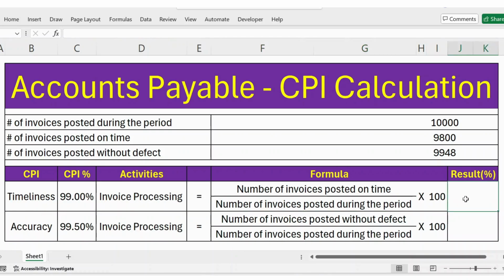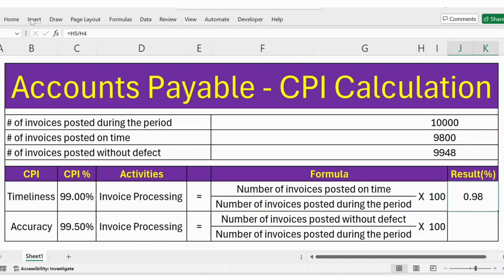period. So let me apply the formula here: equals number of invoices posted on time, 9,800, divided by number of invoices posted during the period, that is 10,000. Press enter, so you get 98%.